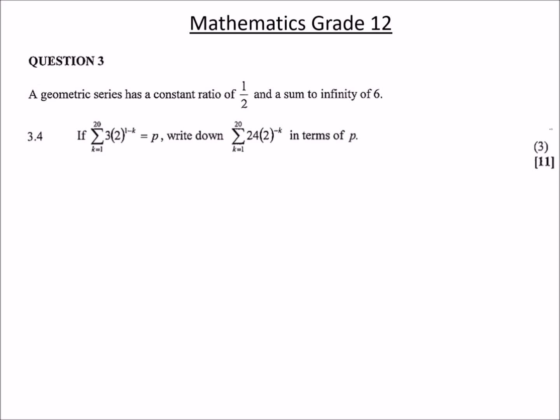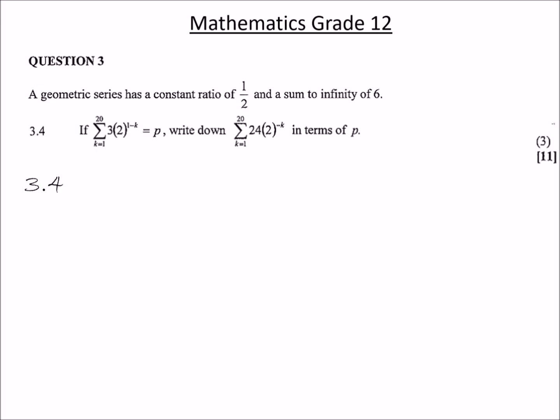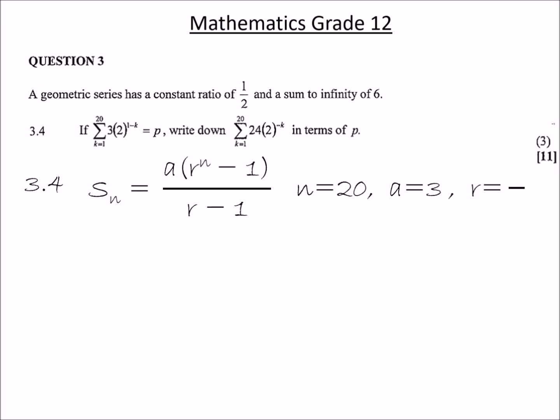Now, 3.4. If the sum of 3 times 2 to the power of minus k, write down the sum of 24 times 2 to the power of minus k in terms of p. There are a couple of ways of doing this, but we will write the sum in terms of p, using the geometric series sum formula. n is equal to 20, a is equal to 3, constant ratio is equal to 1 over 2. When a is equal to 3, we get 6.